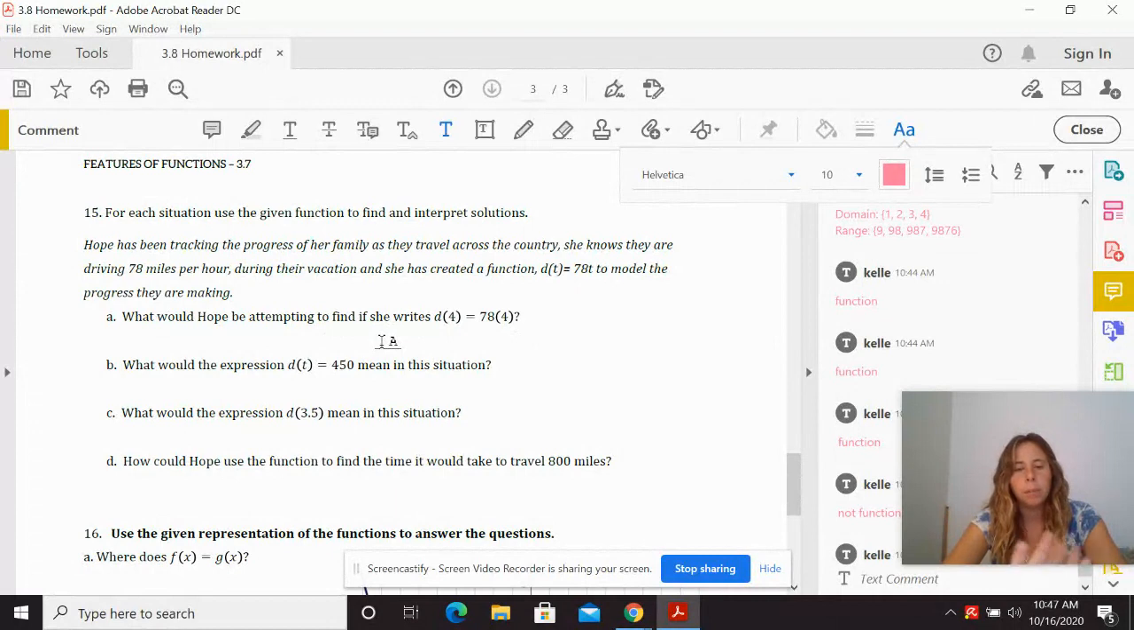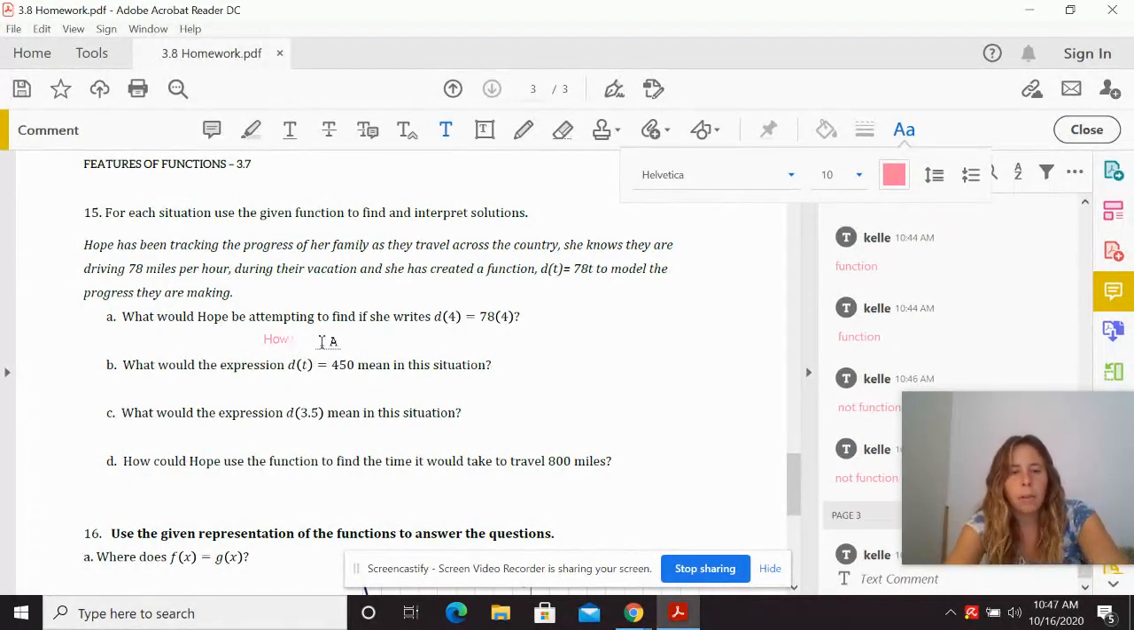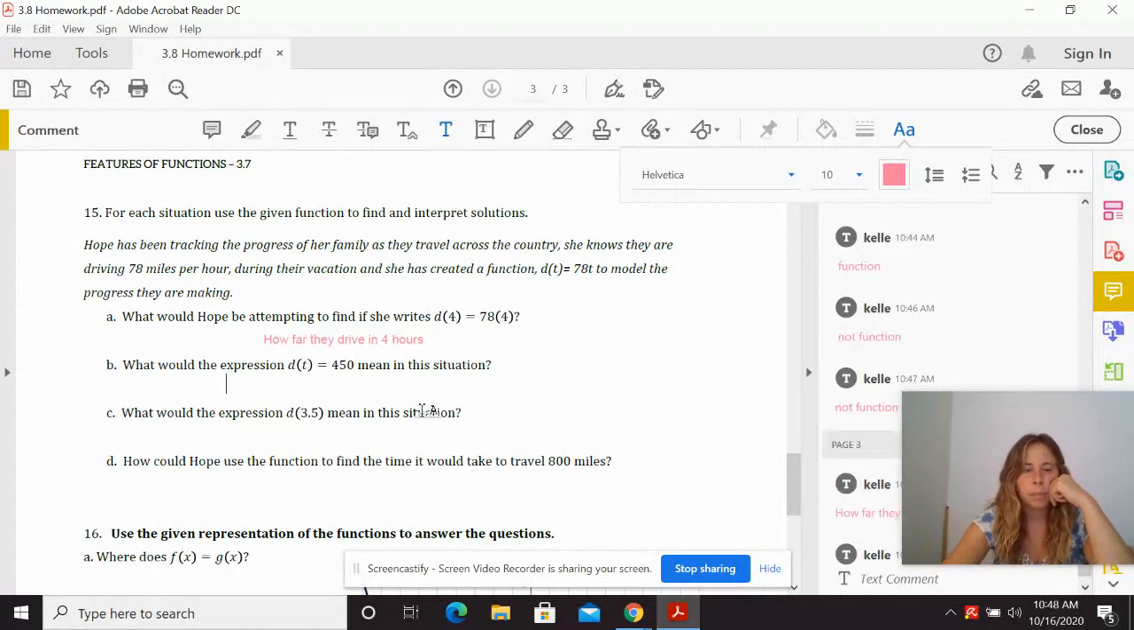Okay, so she is substituting 4 in for t. It's hours, right? So how far they drive in 4 hours. And then she could multiply 78 times 4, and that would tell her how far they have driven in 4 hours. What would the expression d of t equals 450 mean in this situation? That means that's the distance. So they have driven 450 miles. That's what that means. We don't know how long it took. We could figure it out, but d of t means the distance equals 450 miles.